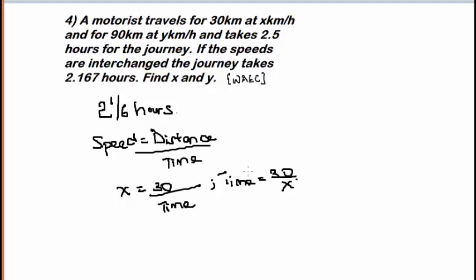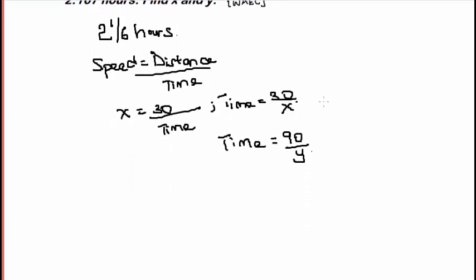Same thing goes for the 90 kilometer journey. The time it took him for the 90 kilometer journey, if you do it the same way, was 90 over y. Now, we're told that it took him 2.5 hours for the total journey. That means the time for the journey of x and the time for the journey of y, which is 90 over y, was 2.5 hours.